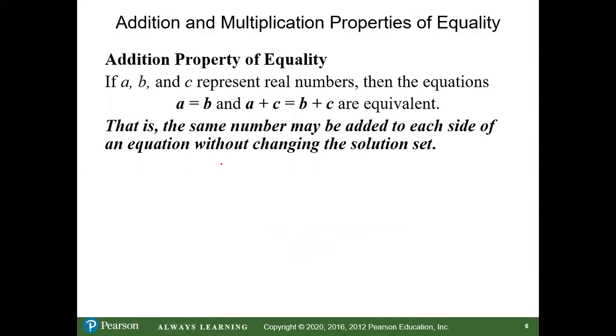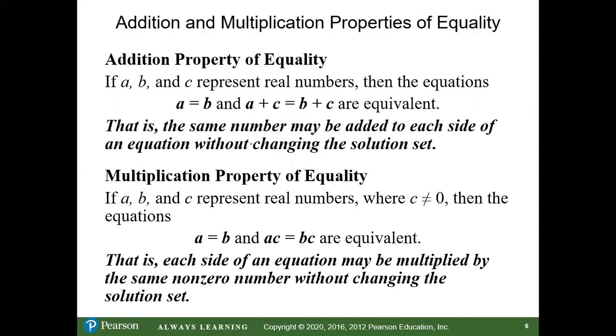Alrighty, so addition property of equality. This is a pretty helpful property for us. It says that we are allowed to add or subtract any value that we want. And the reason why we say subtract as well is because you can add a negative. By adding a negative, that is the same thing as subtracting a value.